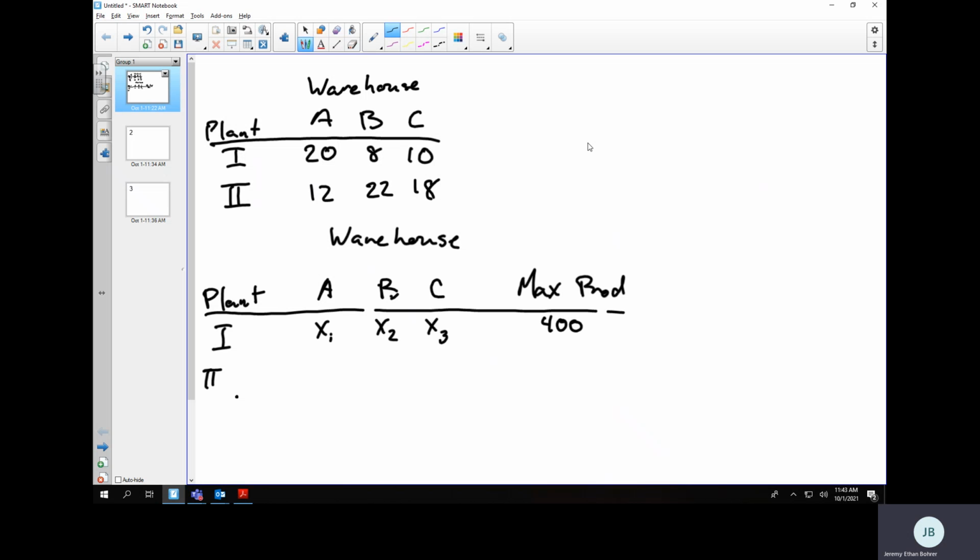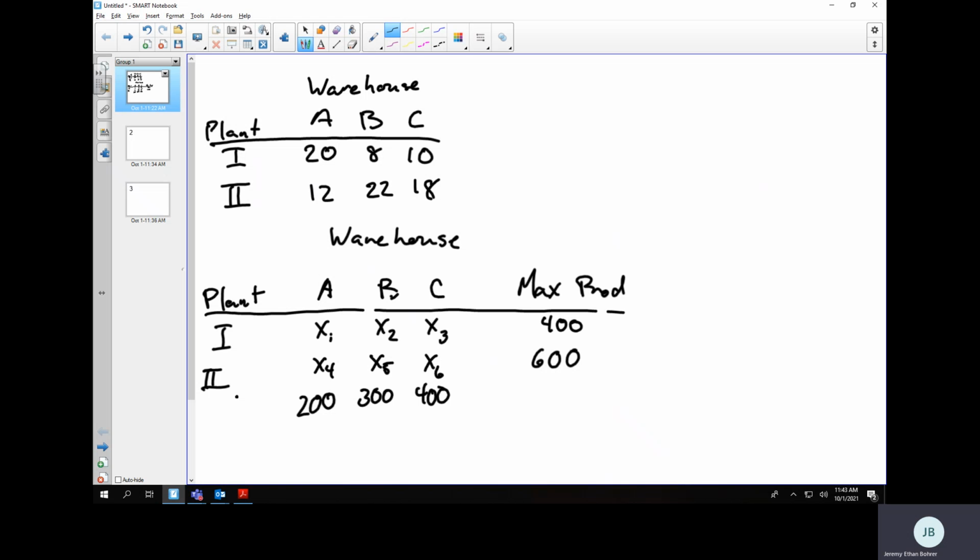For Plant 2, we've got X4, X5, X6, as the book says, so I'm going to go with that. And their maximum production at Plant 2 is 600. And further, we know that we need a total of 200 at warehouse A, 300 at warehouse B, and 400 at warehouse C.